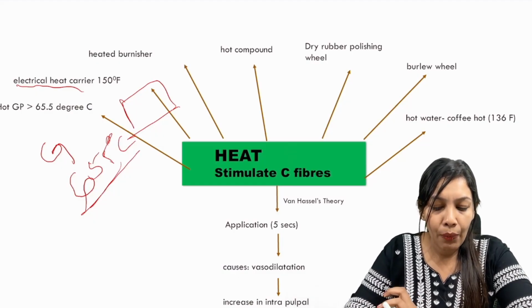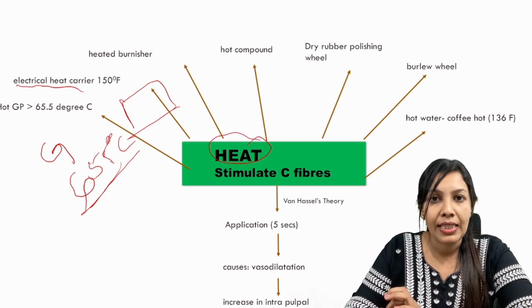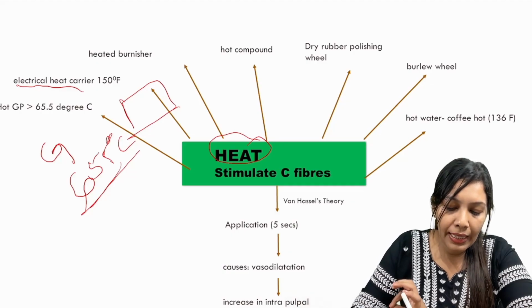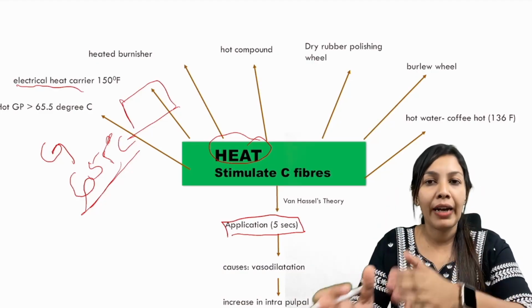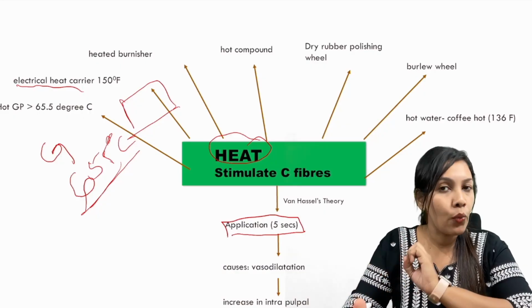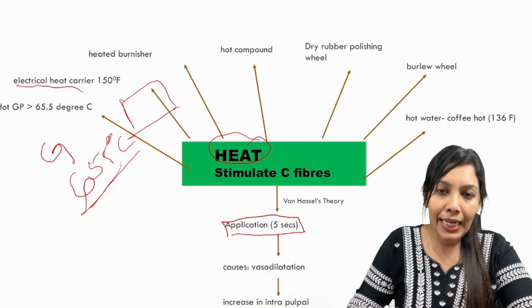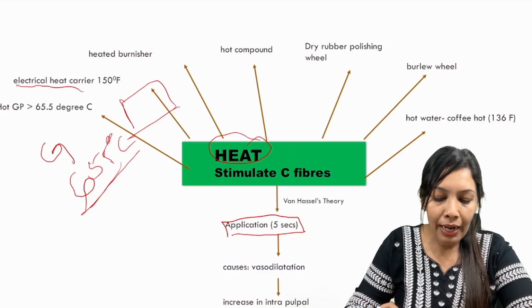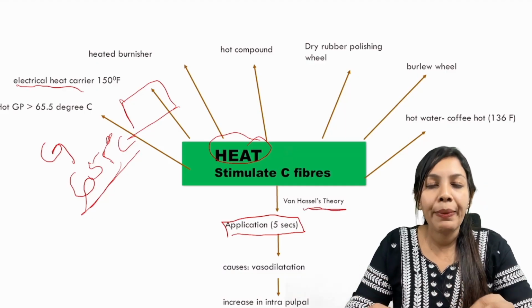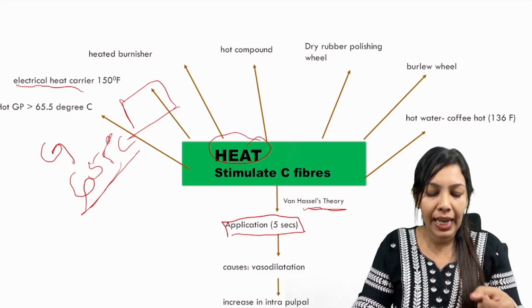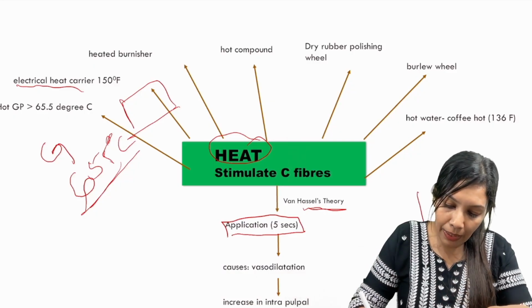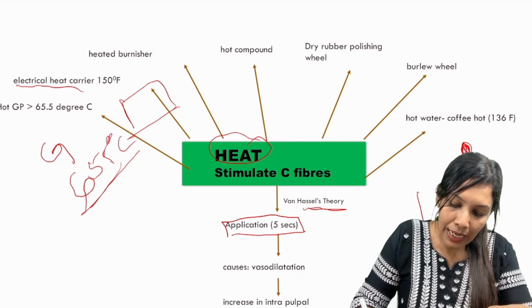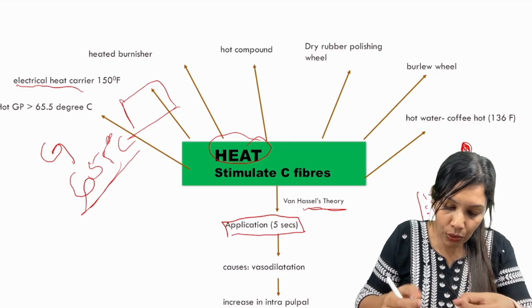So what happens when we apply heat to the teeth? Very important, application should be done only for 5 seconds, not more than 5 seconds. Heat for 5 seconds and cold for 15 seconds. Very important point. And the heat action on the tooth is explained by Van Hassel's theory. When we apply heat on the tooth surface, there will be vasodilation. As a result, you can see this was the pulp earlier, and this becomes the newer pulp, that is, vasodilation takes place.